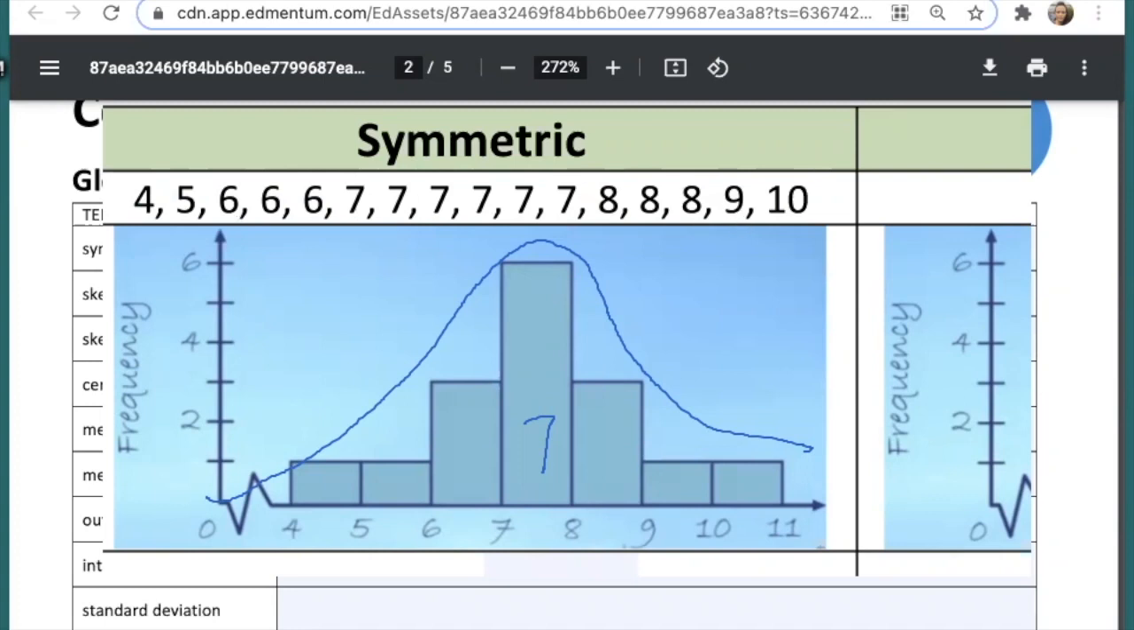I think I made a mistake. I'm going to add again.